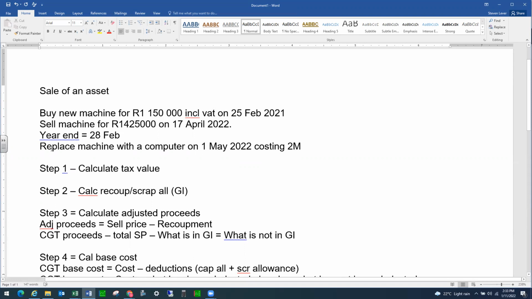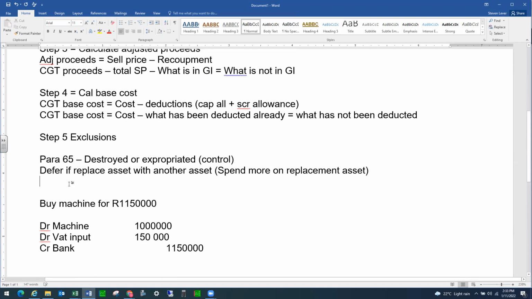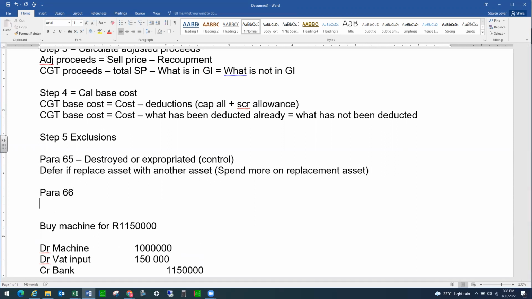Because I replaced it, it's a voluntary disposal. So paragraph 66, does it work? Paragraph 66 says you can defer if you replace a movable asset with another movable asset.